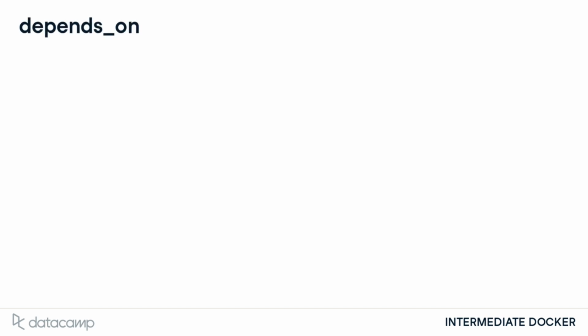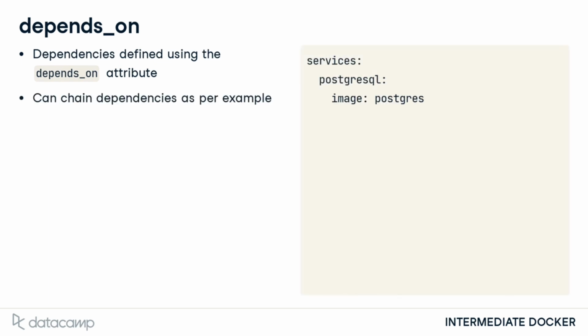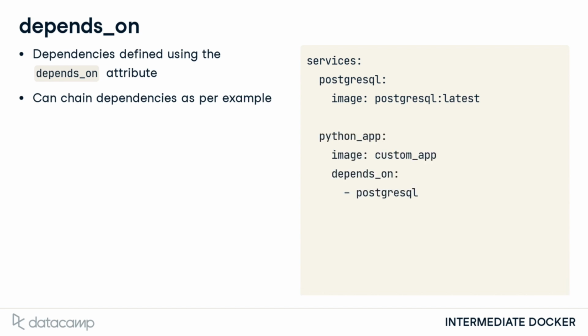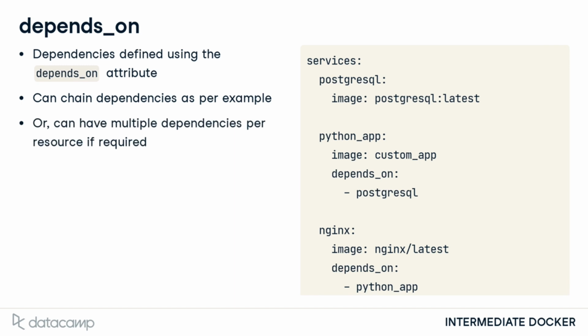Basic dependencies are defined using the depends_on attribute, followed by a list of the resources it depends on. Dependencies can be chained, as in our example. First, we define the PostgreSQL resource, which has no dependencies. The Python app then has a depends_on attribute listing PostgreSQL, followed by the Nginx resource, which depends on the Python app. In addition to a dependency chain, you can list multiple dependencies per resource if required. It's important to note that once dependencies are defined, the order of resources within the compose.yaml file does not matter.